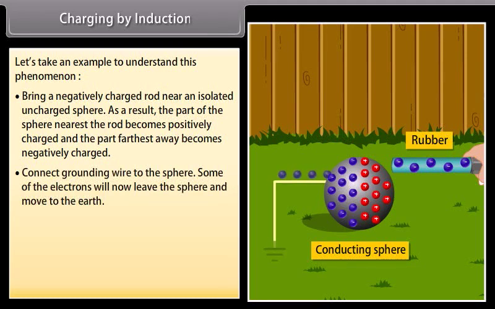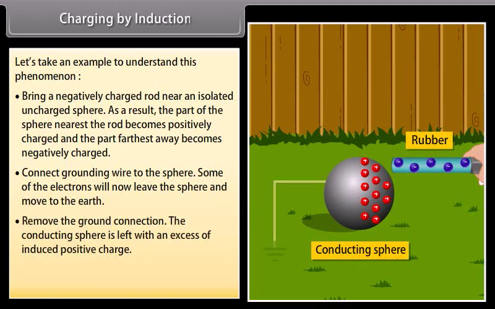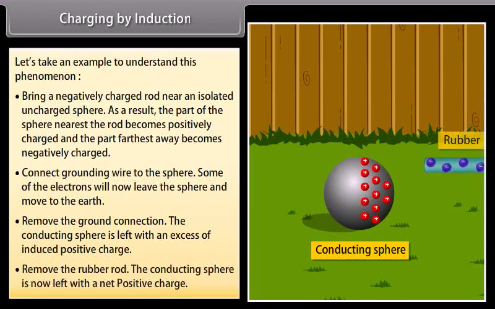Connect a grounding wire to the sphere. Some of the electrons will now leave the sphere and move to the earth. Remove the ground connection. The conducting sphere is left with an excess of induced positive charge. Remove the rubber rod. The conducting sphere is now left with a net positive charge.